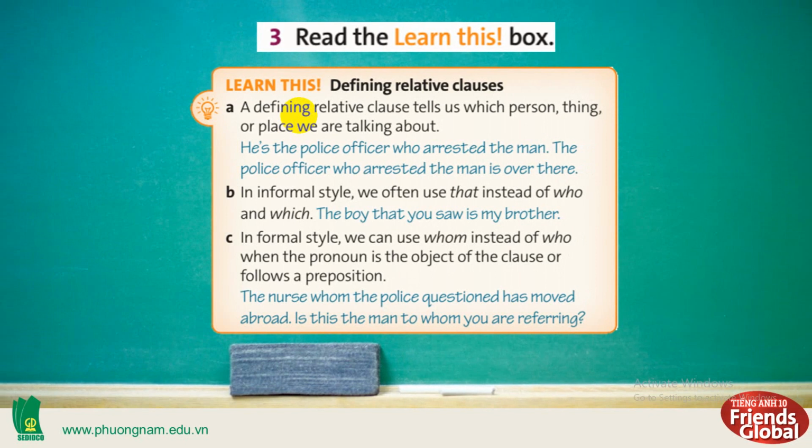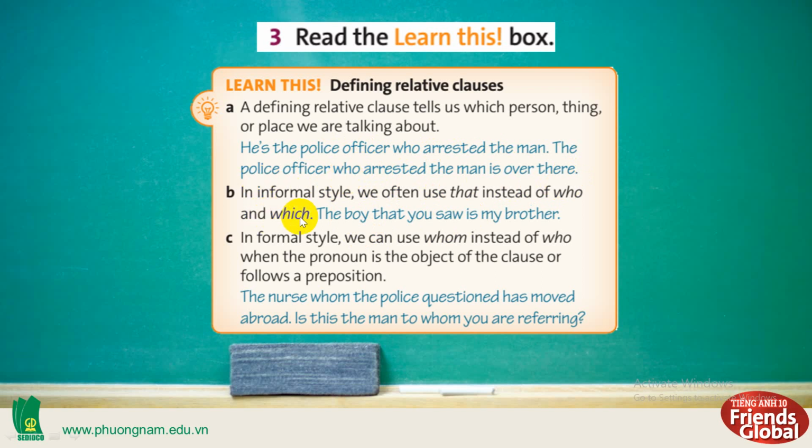We use a defining relative clause to indicate which person or thing or place we are talking about. For example, he is the police officer who arrested the man. So who here refers to the police officer. Or, the police officer who arrested the man is over there. So who here refers to the police officer.